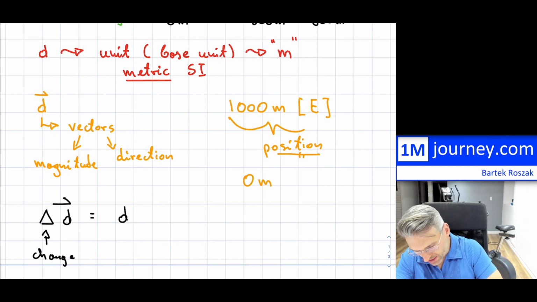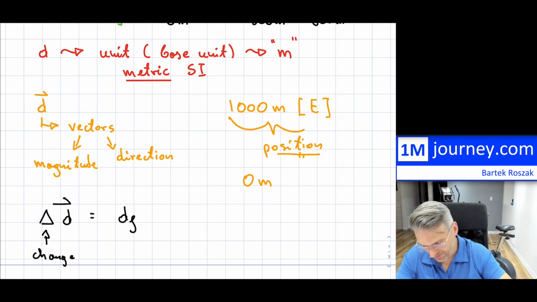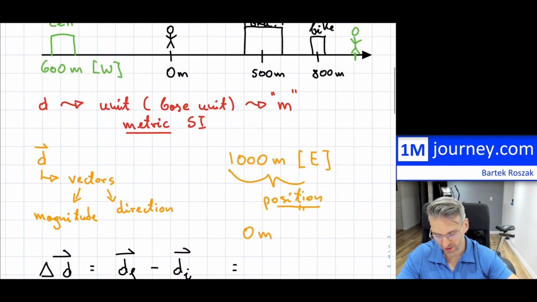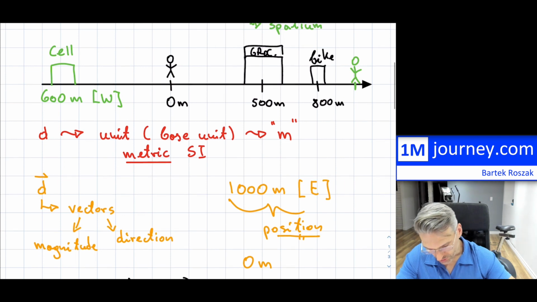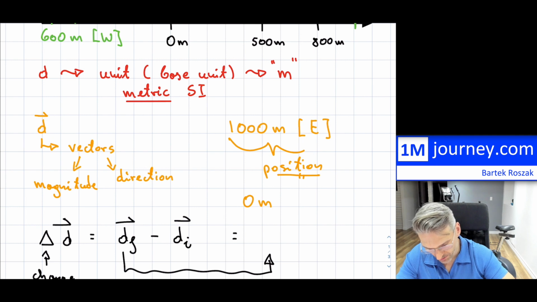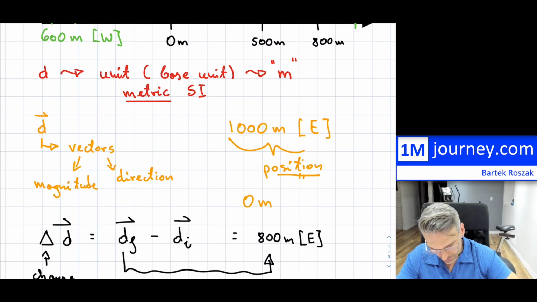So what is your final? Now, final, I'm going to write F. What is your final position minus your initial position that you started with? So what is the change? For you, if you're walking all the way through to the bike shop, your final position, because the bike shop was located at 800 meters east of you, minus your initial position, your starting point, was just 0 meters.